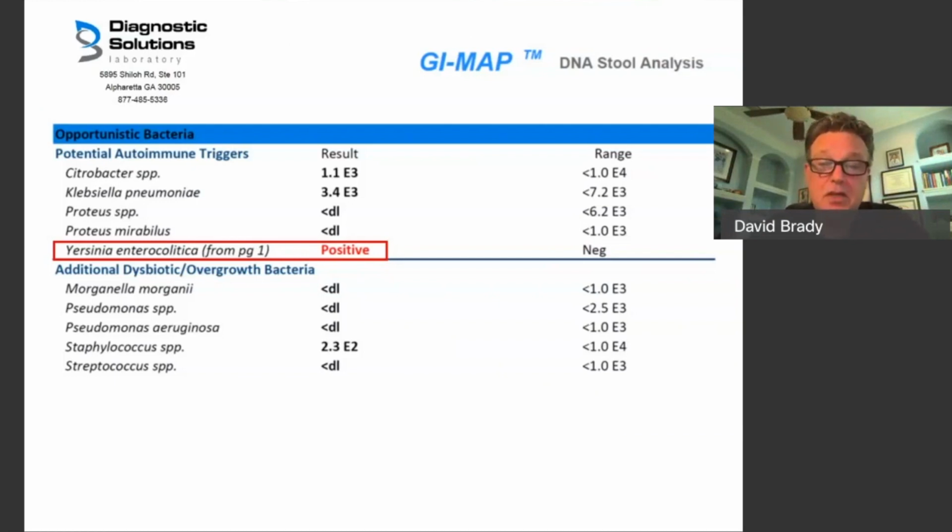In fact, this is a patient, a fairly young patient, who came in for weight loss. She was all of a sudden gaining weight, didn't know why.